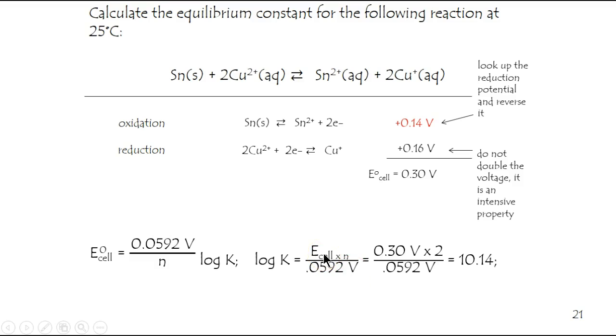We know this number, it's 0.3 volts, we just calculated. We know the number of electrons involved is 2. And we know that this is just a number. And therefore, the log K is equal to 10 to 14. And then when we solve for K, we simply get a very high number. 1.38 times 10 to the 10th. This is a highly favorable equilibrium constant. Screencast 20.16.